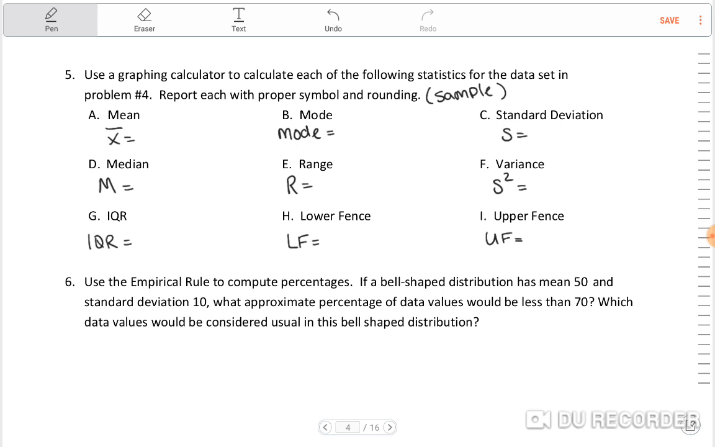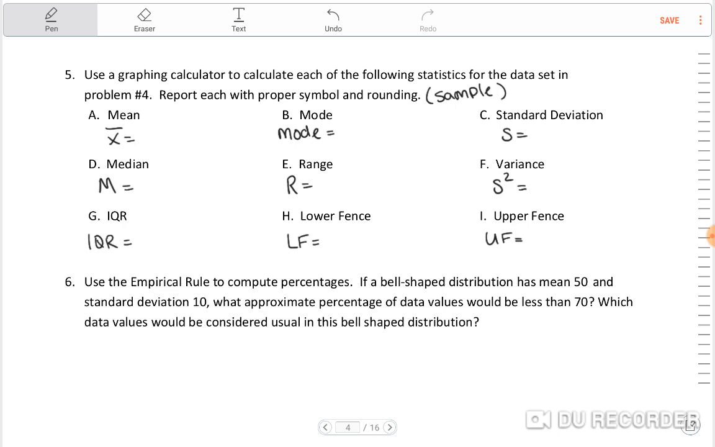Okay, when we talk about proper symbol and rounding, when you do mean, standard deviation, variance, all of those, we're going to round them to one more decimal place than what our original data was. Our original data was whole numbers, integers. So in that case, when you do your mean and your standard deviation, you will round them to one decimal place. So it's always one more than your initial data set.